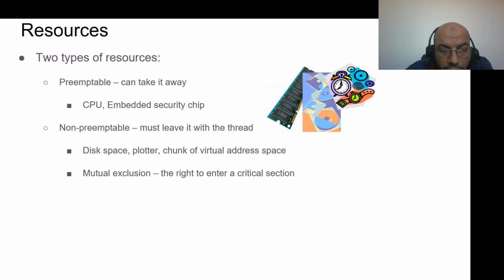Resources are basically of two types: the preemptible ones and the non-preemptible ones. You can preempt the CPU, and you can preempt most of the security of the embedded chips that you have in the system. There are non-preemptible ones, like the disk space, the plotter, a chunk of virtual address space. These are all things that you must leave with the thread, or you'll get some garbled data. So you need mutual exclusion for the right to enter a critical section there.